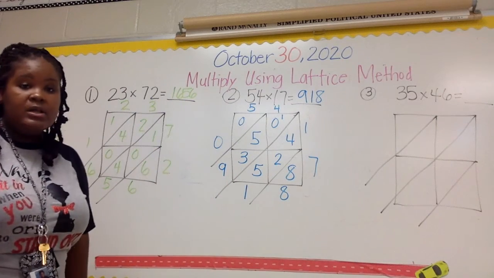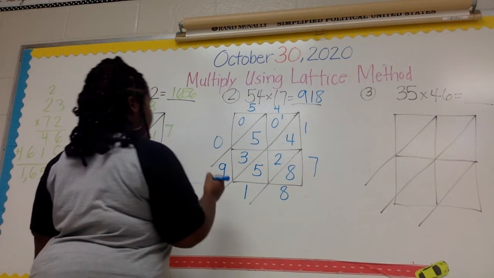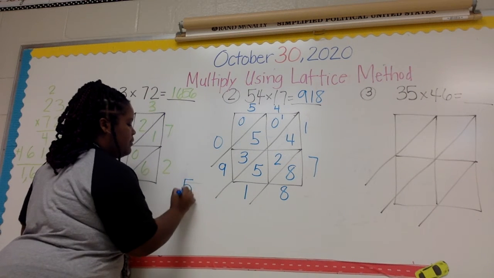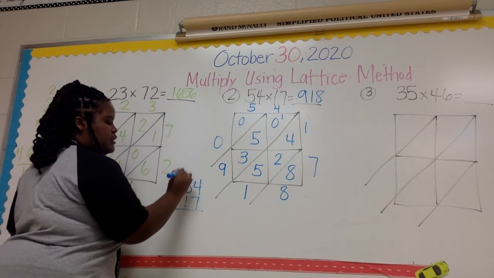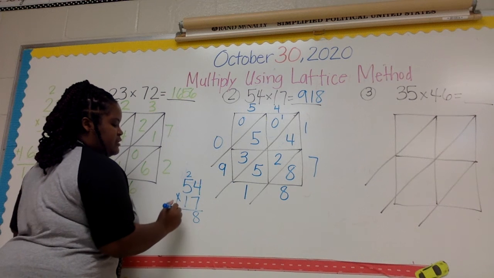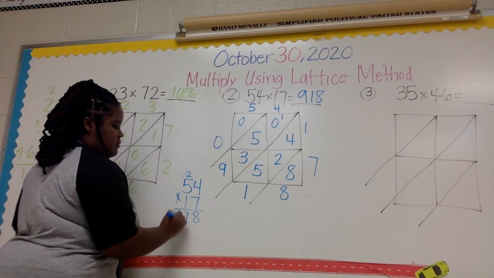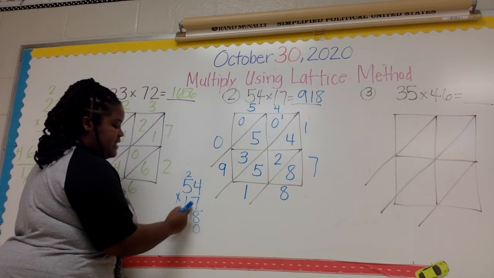But I want to check to make sure I'm correct. So I'm going to do it the traditional way. So I'm going to say 54 times 17. 7 times 4 is 28. 7 times 5 is 35, plus 2 is 37. Bring my 0 down because I'm done multiplying by 7 in the ones column.